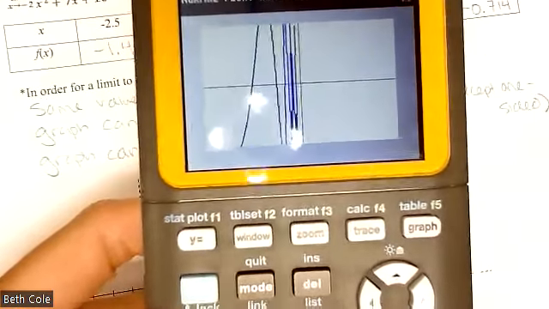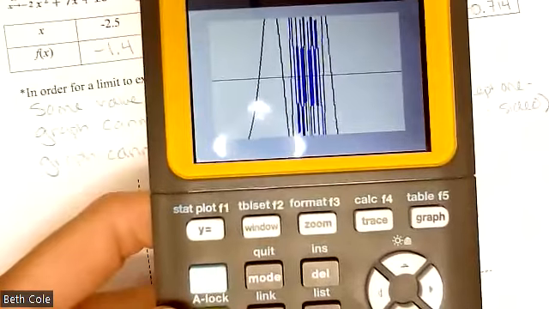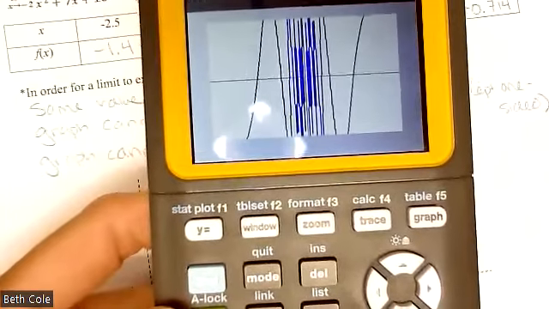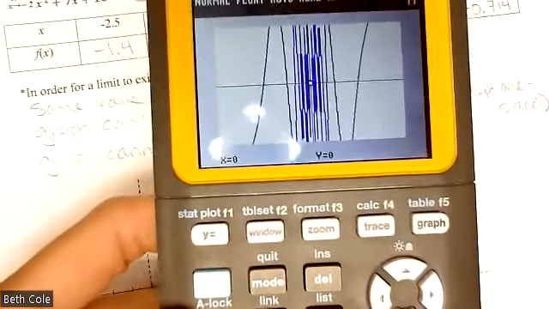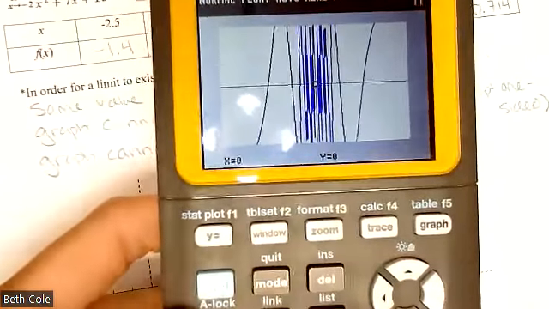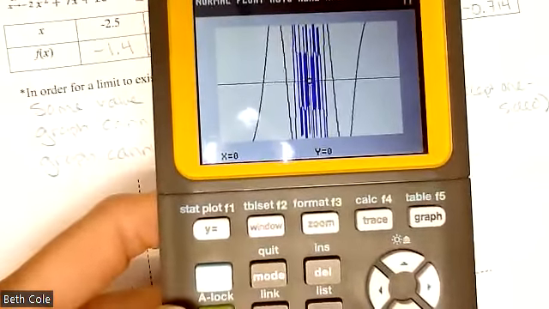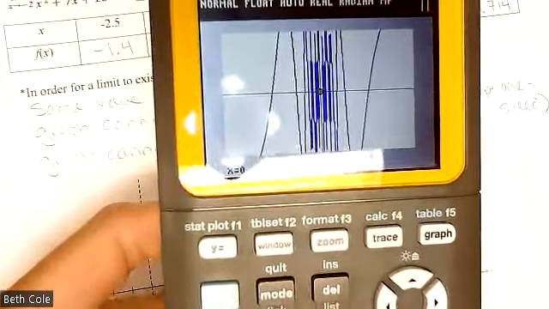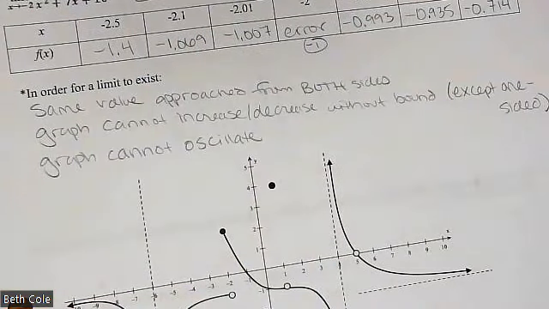Oscillating means it can't make up its mind. It jumps back and forth rapidly. If I zoom in again, it's going to just look like a barcode. There's no overall behavior there. So we say the limit does not exist, but that's what oscillating is. And it just looks cool. So I always love to bring it up.